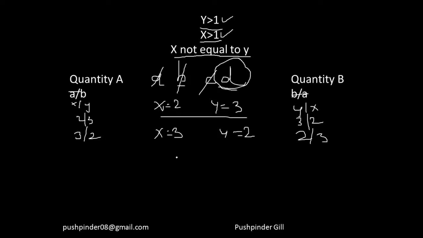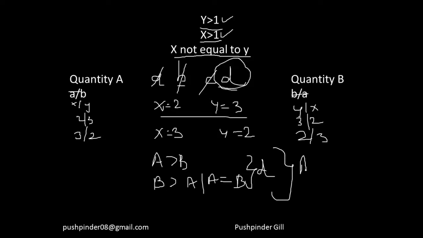So what you should be doing is, let's suppose you use one set of values and you get a greater than b, for another set of values you should be trying to get b greater than a, or a equal to b, so that you end up at the answer D. Now, not always will you end up at answer D. Then is the time for you to think algebraically.